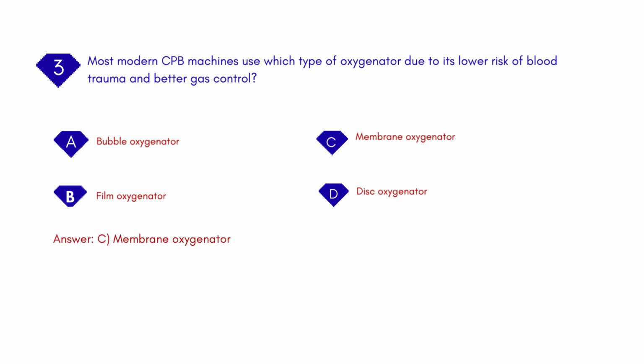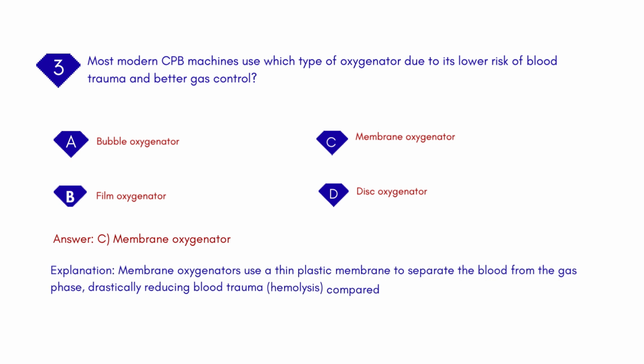Membrane oxygenator. Explanation: membrane oxygenators use a thin plastic membrane to separate the blood from the gas phase, drastically reducing blood trauma, hemolysis, compared to older bubble oxygenators, where gas was blown directly into the blood.